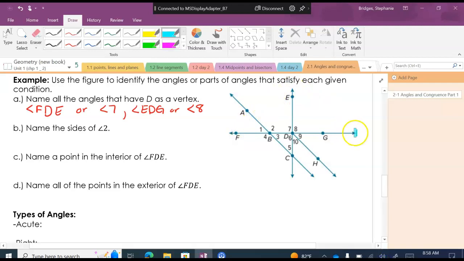What about this one here? Is that also an angle whose vertex is D? Yes. So give me letters to call that one. Angle GDC. Yep.